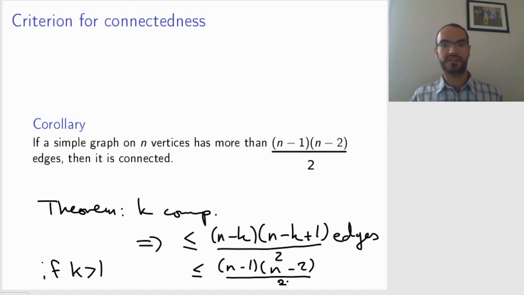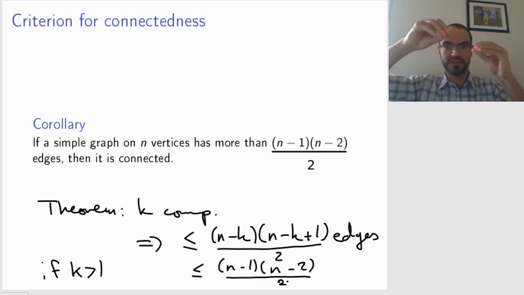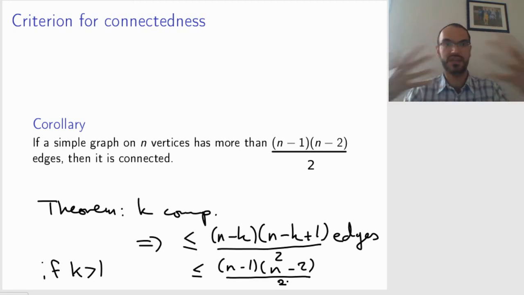Logically, this makes sense. If you take a graph, it's a simple graph, so you can't put all the edges you want as loops on one vertex. You have to sort of distribute them in a reasonable way. Well, if the graph has too many edges, at some point you cannot keep components apart. You're going to connect the graph more and more. So that's the philosophy behind this corollary.